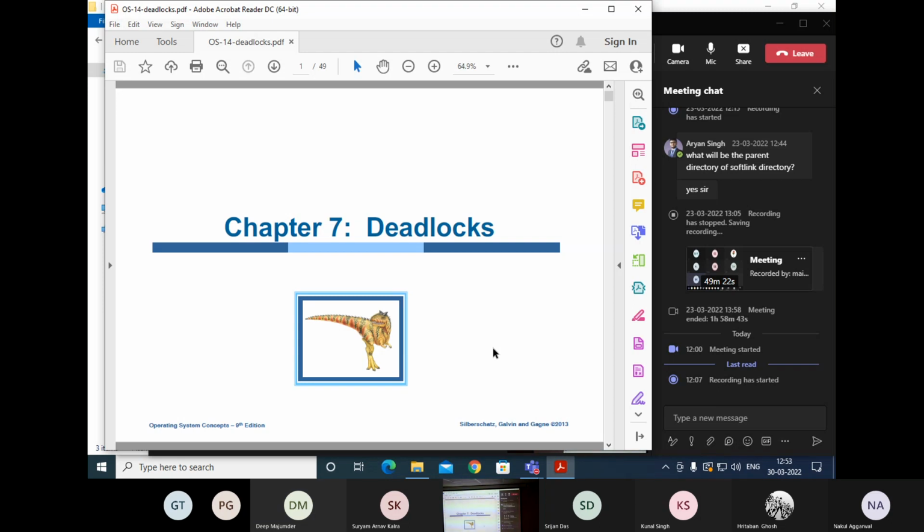So today there is not much time to start a new topic. I'll just introduce this, and this is the last topic of the course. If you see a book, this topic comes earlier than, say, memory and file systems, but there is a reason for which we chose to keep this at the end. So I'll just introduce the term deadlock and then we will continue tomorrow.